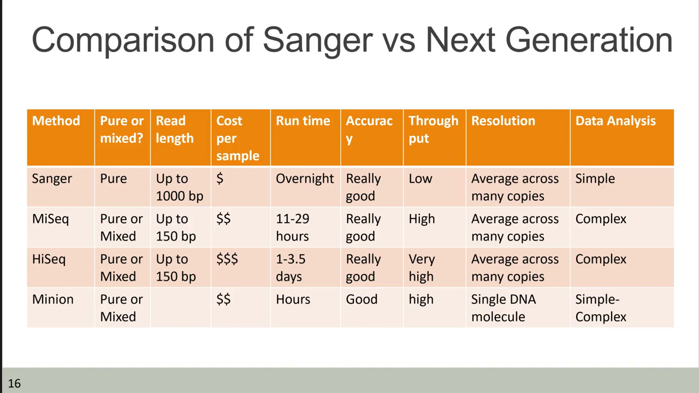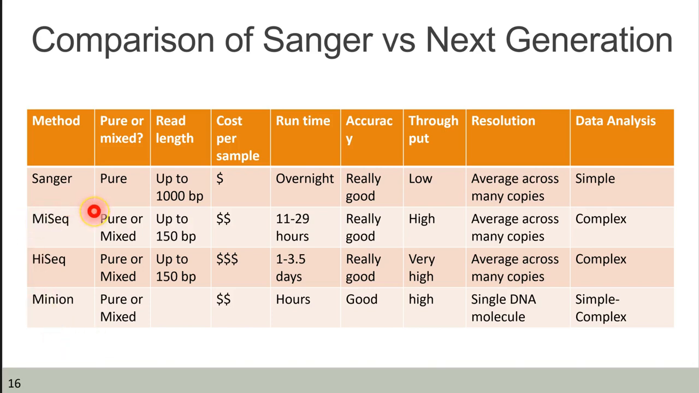So I just want to do a quick comparison of Sanger and next generation sequencing for identifying variants or variations in a nucleotide sequence. So we have Sanger up here, MiSeq, HiSeq, and MinION. MiSeq and HiSeq are 2 types of Illumina sequencers, and the MinION used to be from PacBio. I'm not sure who owns it now, but it's just a different type of sequencing.